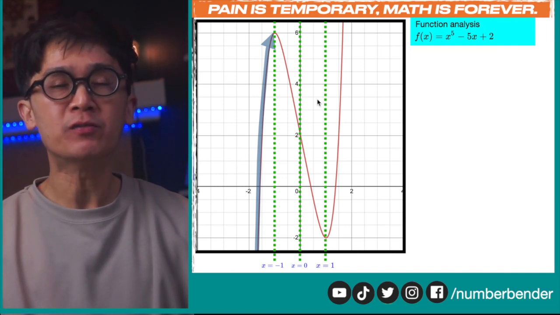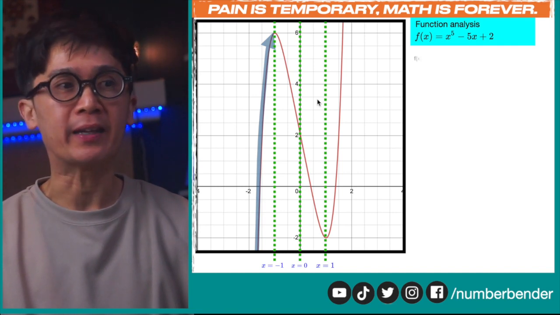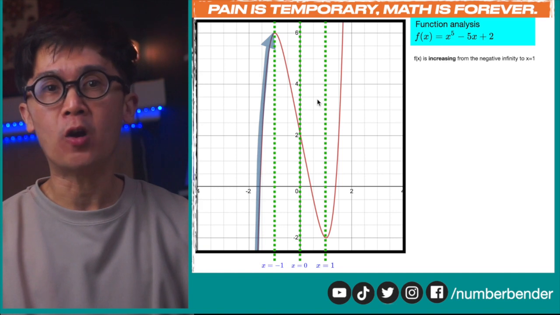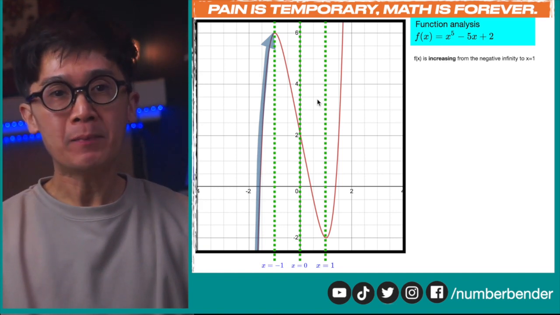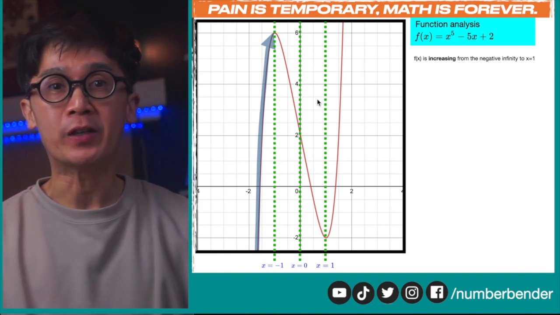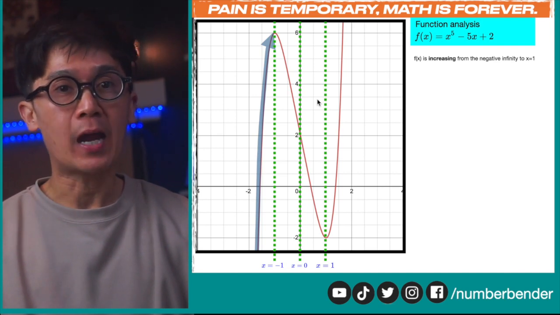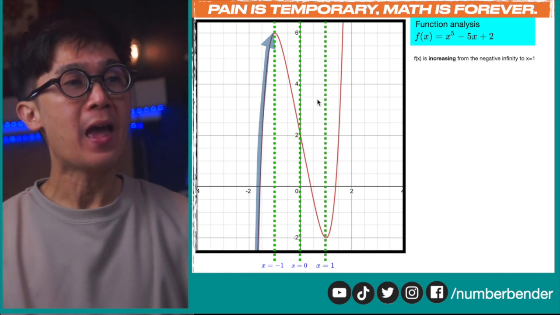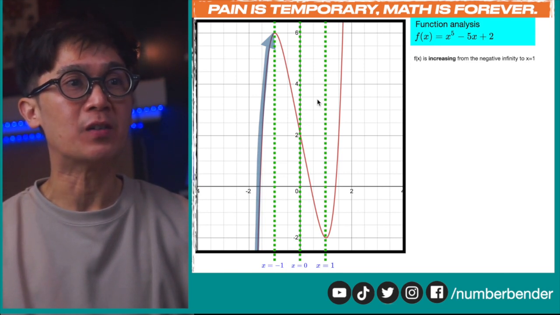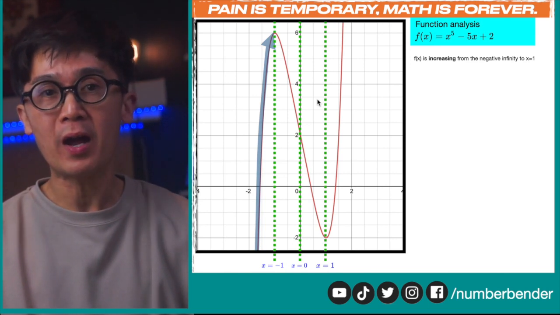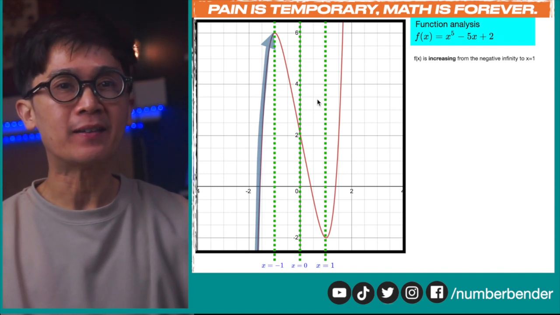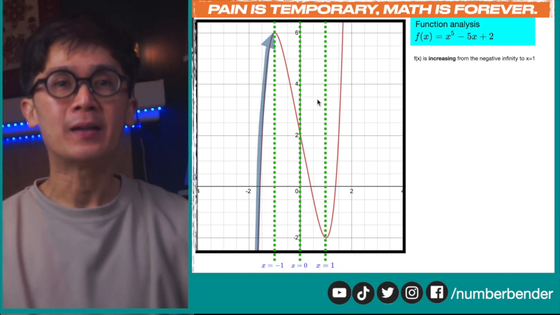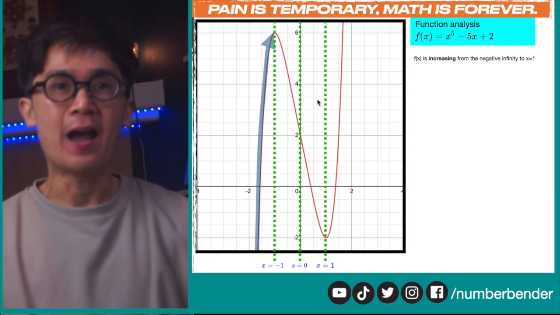And another interval na kung saan yung ating function ay increasing ay dito sa interval from 1 all the way to the positive infinity. At meron tayong iba't ibang pamamaraan kung paano natin ito i-describe. We can describe it using English sentences like so: f of x is increasing from the negative infinity to x is equal to 1, or we can also write it in mathematical notation.